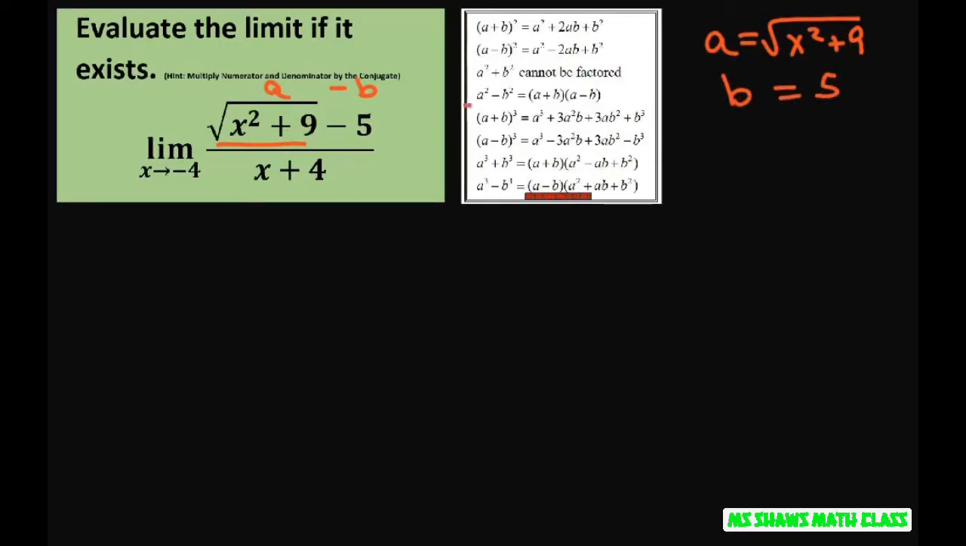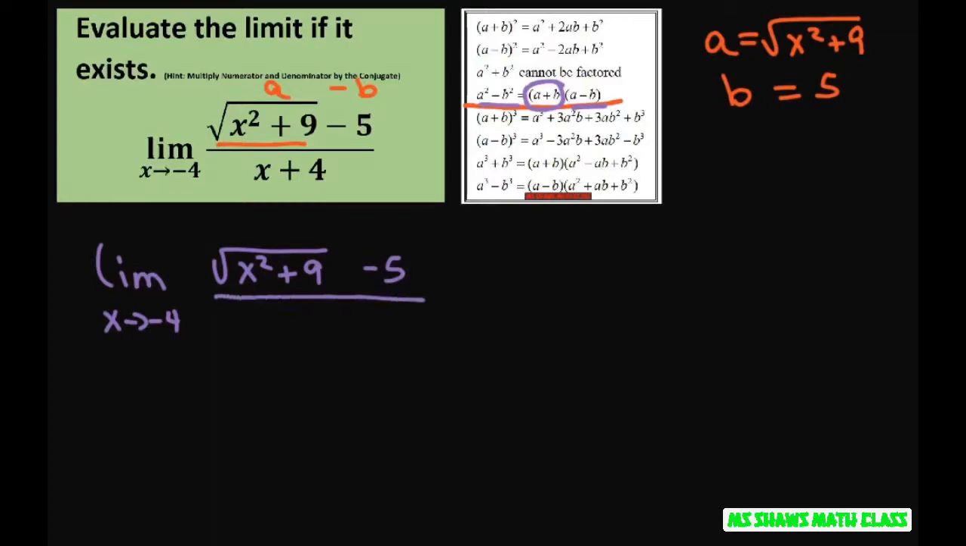And I'm looking at this. Now, since I have a minus, my conjugate is going to be a plus b. We have a minus b. And so let's write this out. Square root of x squared plus 9 minus 5 divided by x plus 4. So the conjugate is a plus b. And again, we're multiplying by 1.